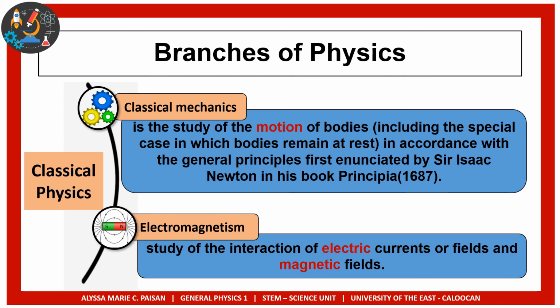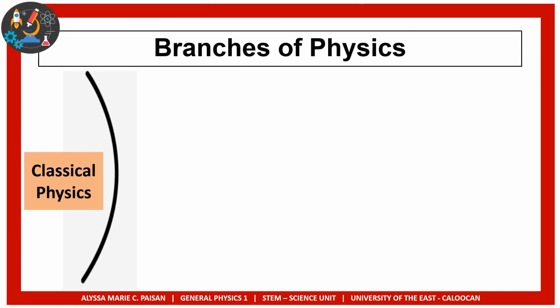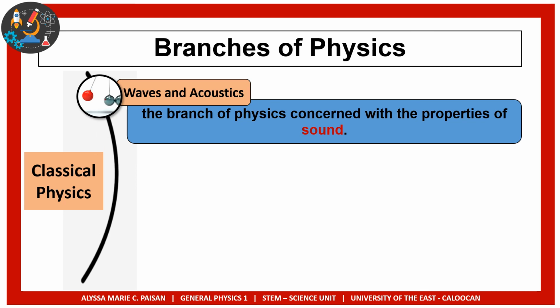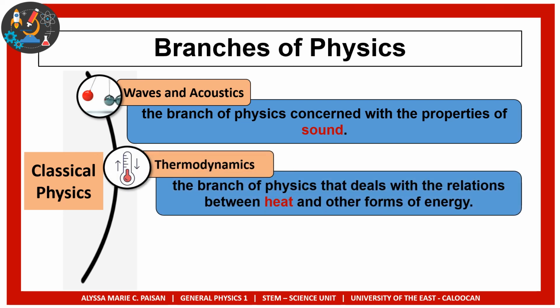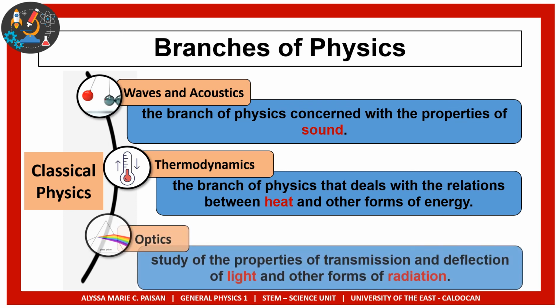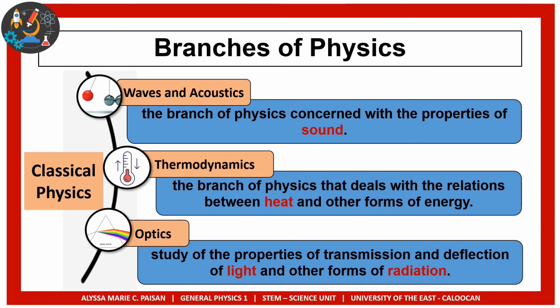Next is electromagnetism, which is the study of electric currents or fields and magnetic fields. Next, we have waves and acoustics, which is the branch of physics concerned with the properties of sound. We also have thermodynamics, the branch of physics that deals with the relations between heat and other forms of energy. And lastly, we have optics, which is the study of the properties of transmission and deflection of light and other forms of radiation. For General Physics 1, we will only cover classical mechanics, waves and acoustics, and thermodynamics.